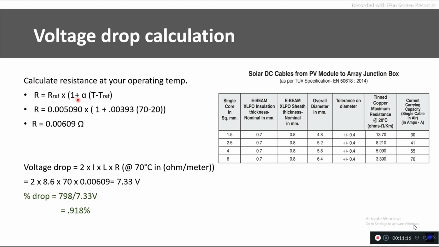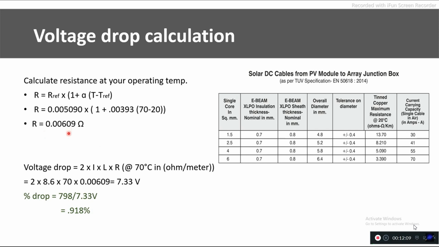And then alpha is the coefficient of resistance. Depending upon which type of copper you are using, as you can see here on the cable datasheet, they have used tinned copper. So I will use the coefficient of resistance alpha for tinned copper. I have taken this value; you can find this on the internet. Then I want to calculate the resistance at a temperature of 70 degrees. Instead of 73 degrees, I have considered 70 here, but you can also consider 73, not a problem. Then I subtract the reference temperature which is mentioned, that is 20 degrees Celsius. So my resistance at 70 degrees will be this.